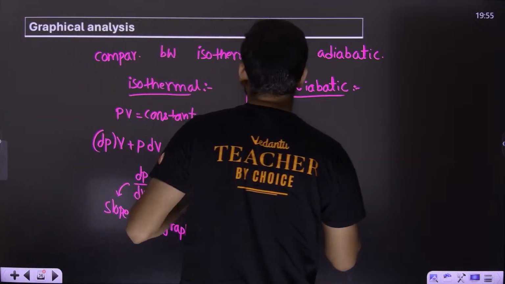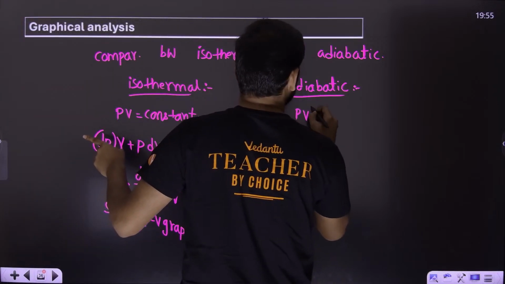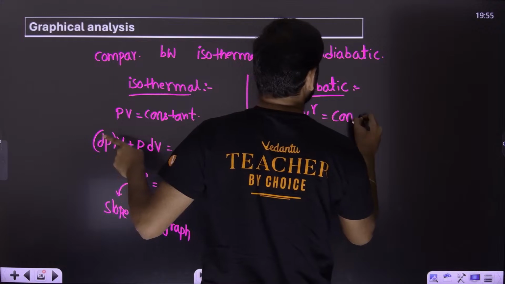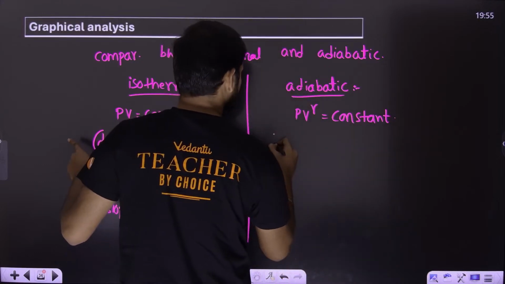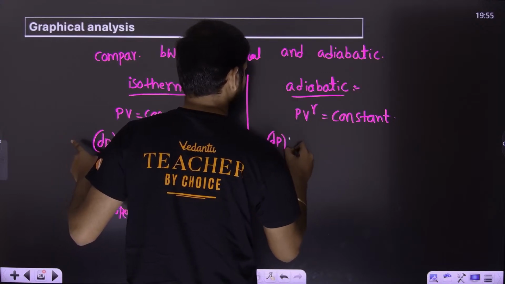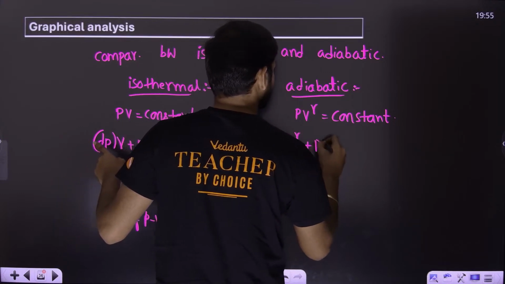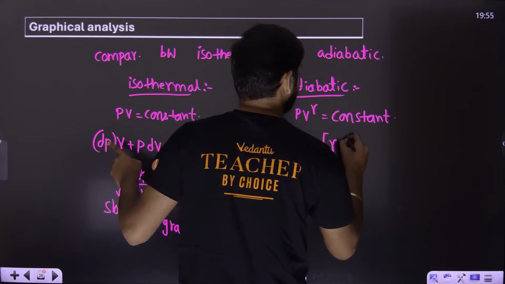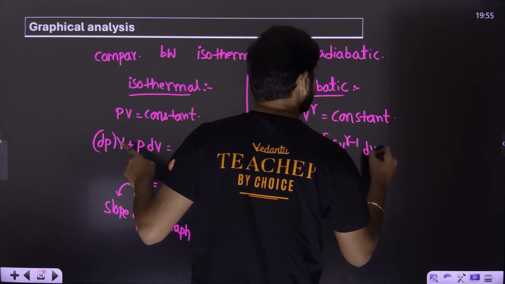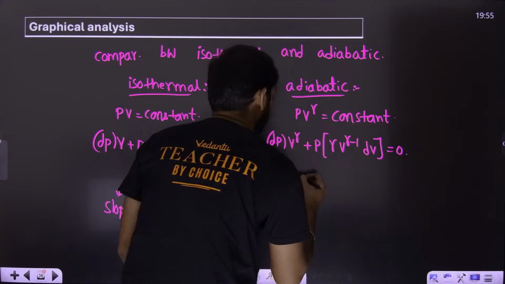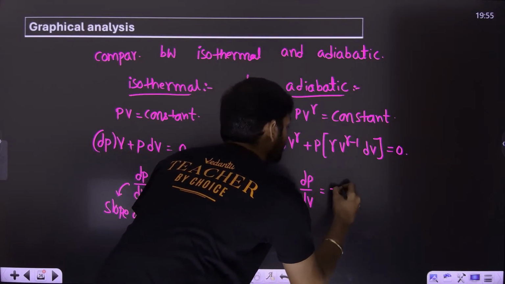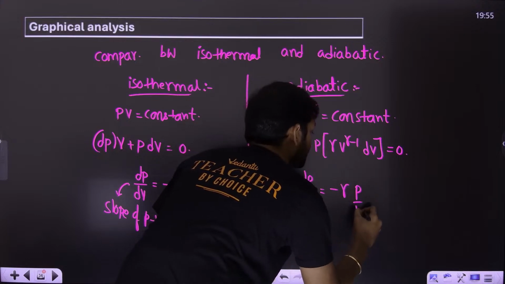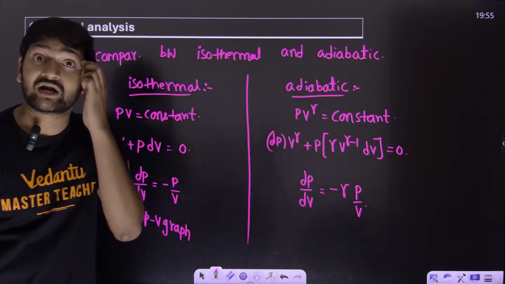Now, when I talk about the adiabatic process, it is PV to the power gamma equal to constant. So when I talk about the slope, obviously dP into V to the power gamma plus P into gamma V to the power gamma minus 1 into dV is going to be 0. When I do the math, dP by dV comes out to be minus gamma times P by V. So which has the more negative slope?